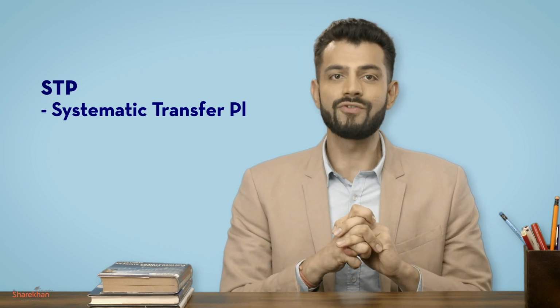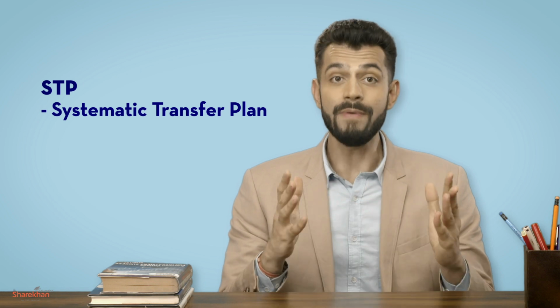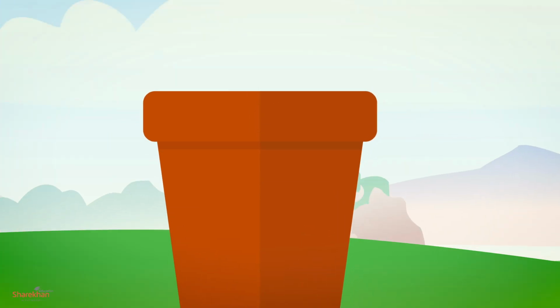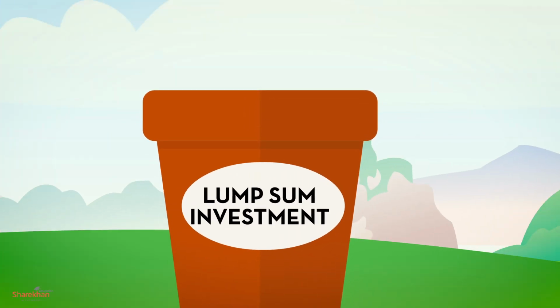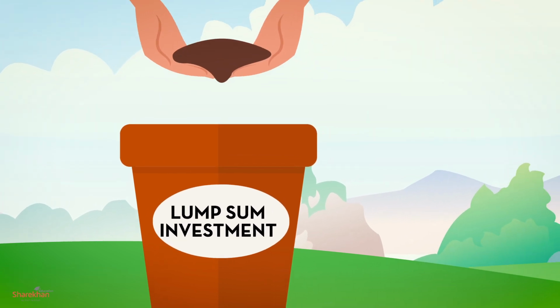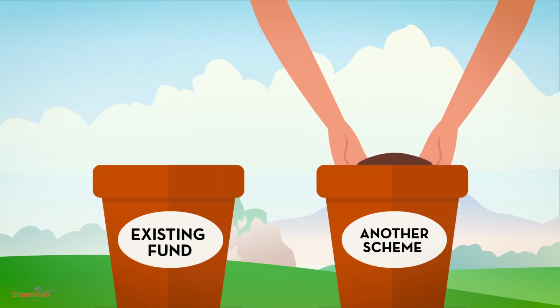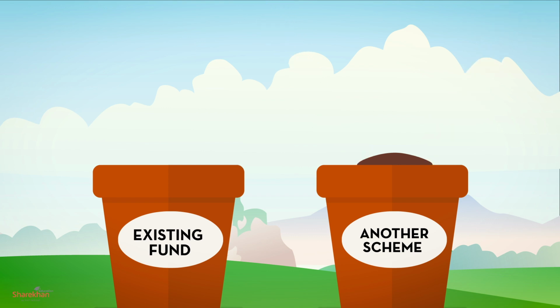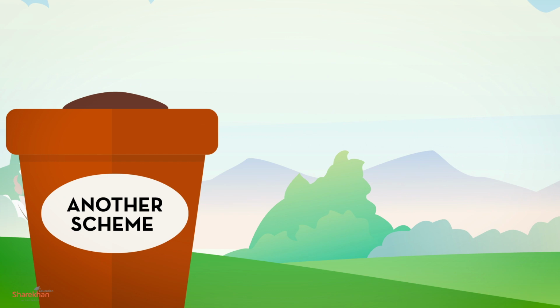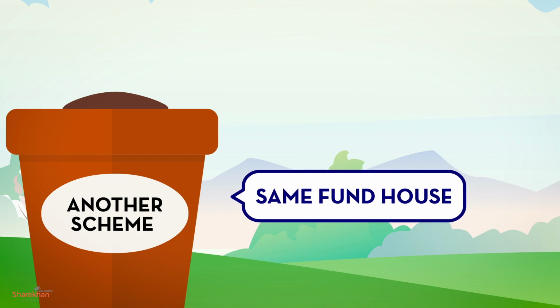Let's look at the systematic transfer plan, better known as STPs. This plan allows you to invest a lump sum into one scheme and then regularly transfer a predetermined amount of money or set of units into another scheme. What's more is that if you already have a fund in place, you can also avail the STP facility, as long as the other scheme is offered by the same fund house.